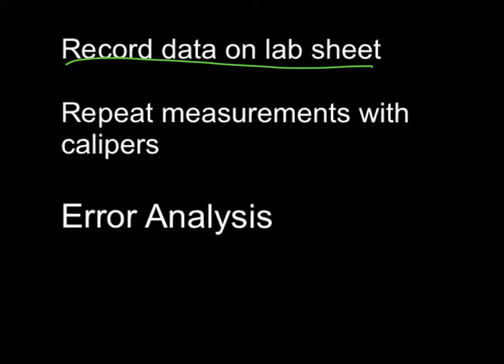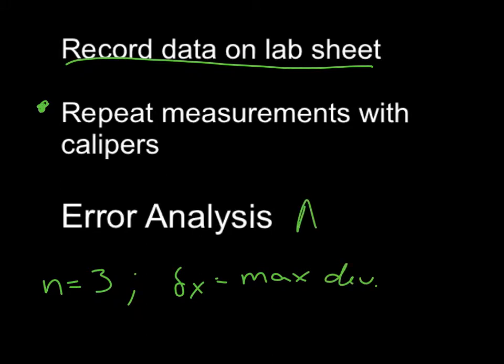You will repeat your measurements with the calipers, again, 3 measurements on each side, and then we're going to talk about the error analysis. And since you have 3 measurements, your uncertainty is going to be the max deviation from the average. Now remember that you will always report your answers as some average plus or minus some uncertainty.